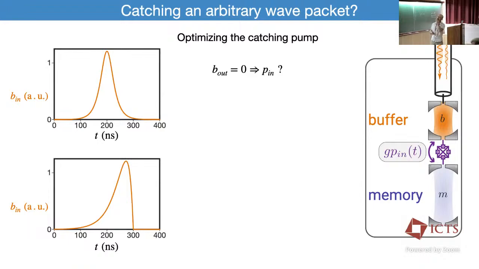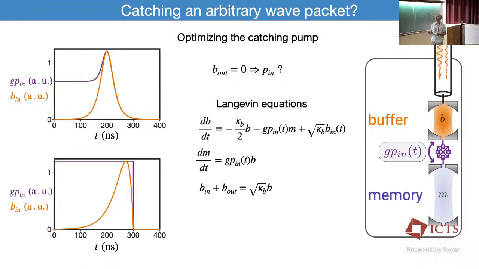So how do we optimize the amplitude of the pump we need to send to optimally catch an incoming wave packet? This is a flat output problem. During this incoming pulse, we want that no reflection occurs. So the criterion is B out equal to 0, and the question is, what pump do we need to send? We can solve this.